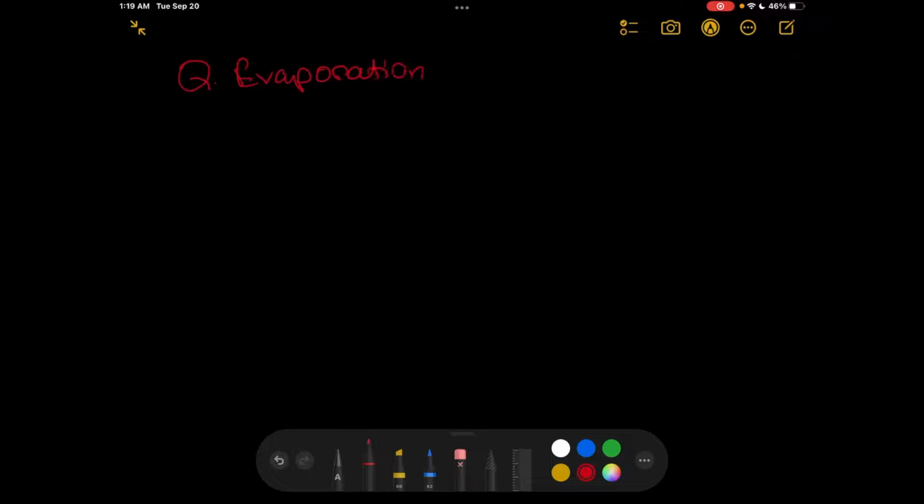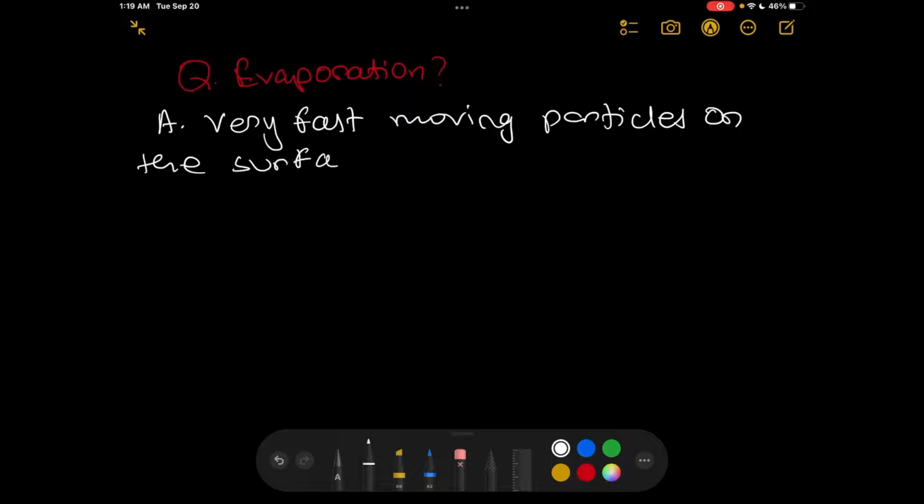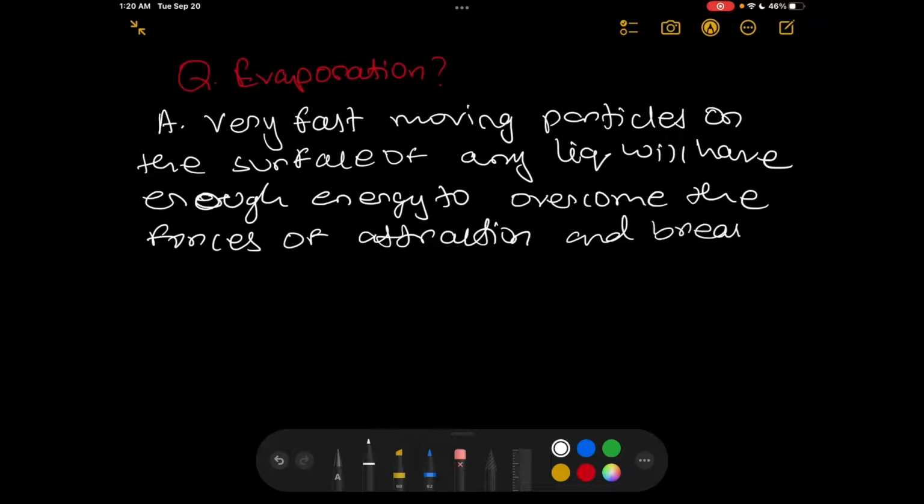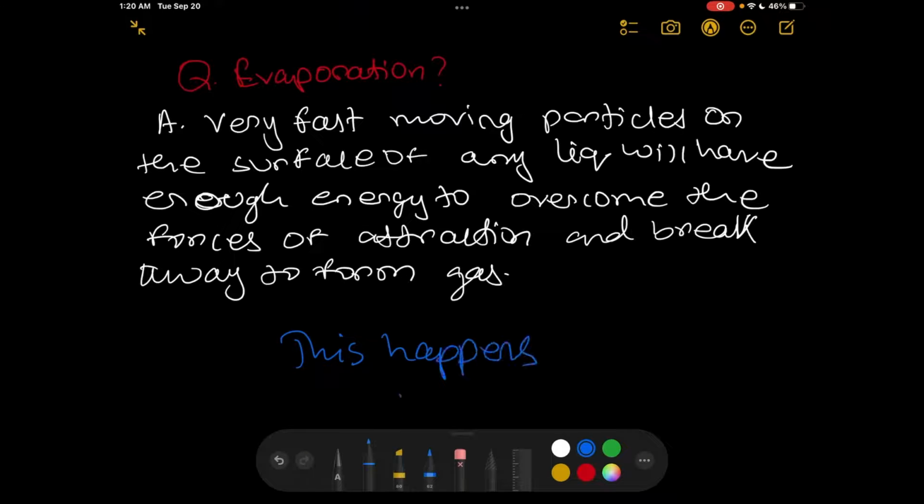Next up, we have something similar to boiling. It is called evaporation. Very fast moving particles on the surface of any liquid will have enough energy to overcome the forces of attraction on their own and break away to form gas. This happens everywhere, on any surface of any liquid.